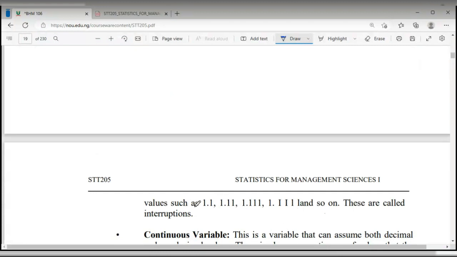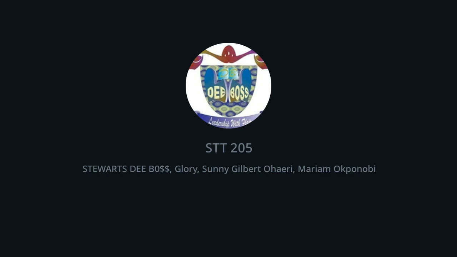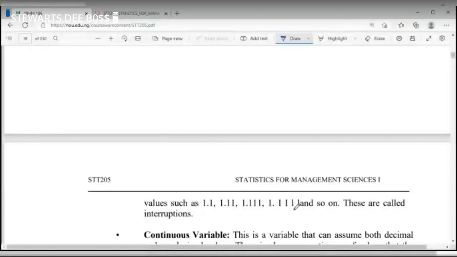Like, what is there is infinite. Before you even get to 1.2, you start again: 1.21, and so on, continuing until you get to 1.22. Even before that 1.2, you will have 1.12. So you can see that is interruption for you.